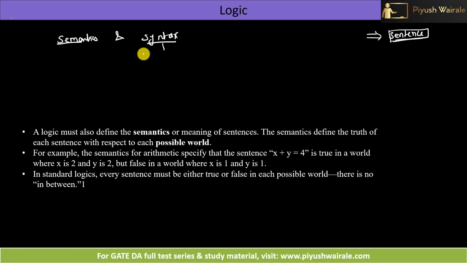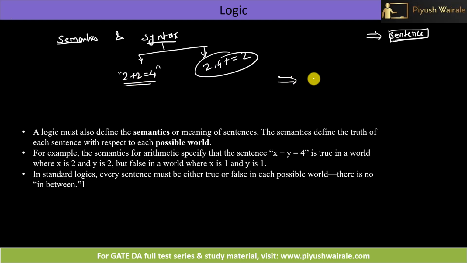Syntax is basically that our sentence should be in proper syntax. For example, I am saying 2 plus 2 equals 4. This is a proper sentence, and I can conclude that 2 plus 2 is equal to 4. But this does not make any sense if I write it like this: 2 comma 4 plus equals to 2. This is not a syntactically correct expression. The former is a syntactically correct expression.